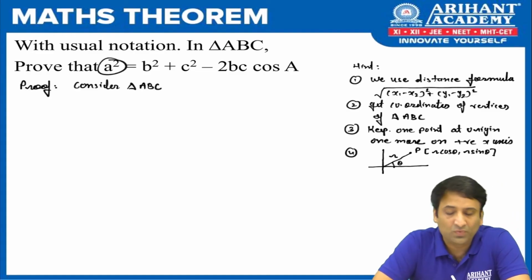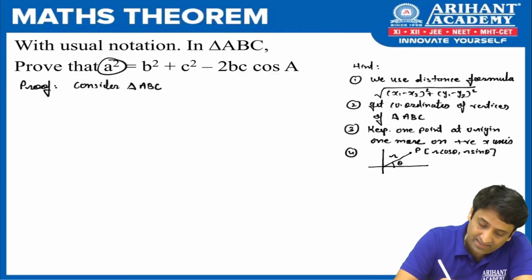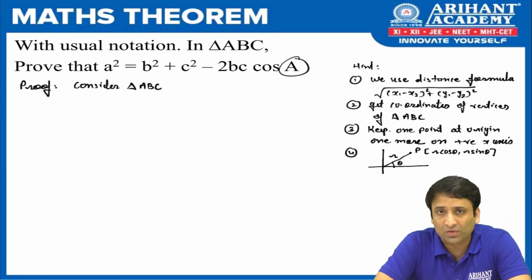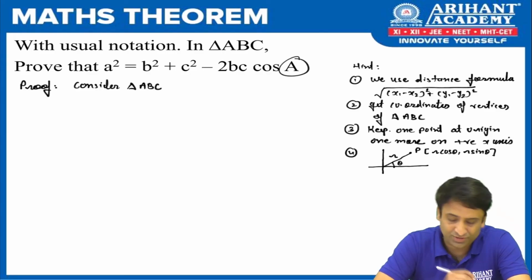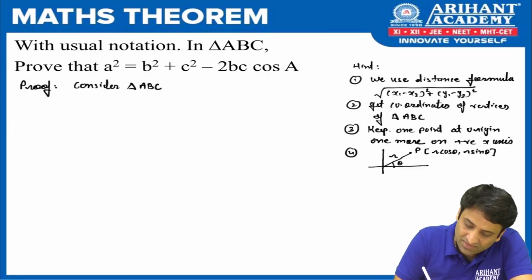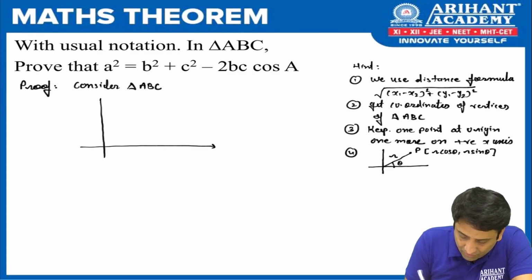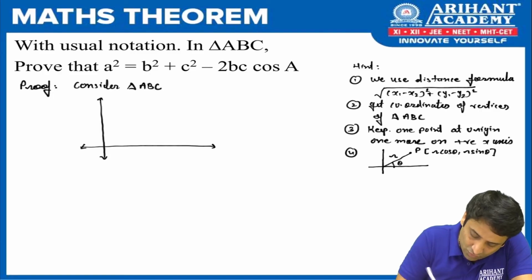See, here you are proving it for angle A. So keep angle A at the origin. So consider triangle ABC, and here I'll draw a diagram with xy axes. Which point do we keep at the origin?